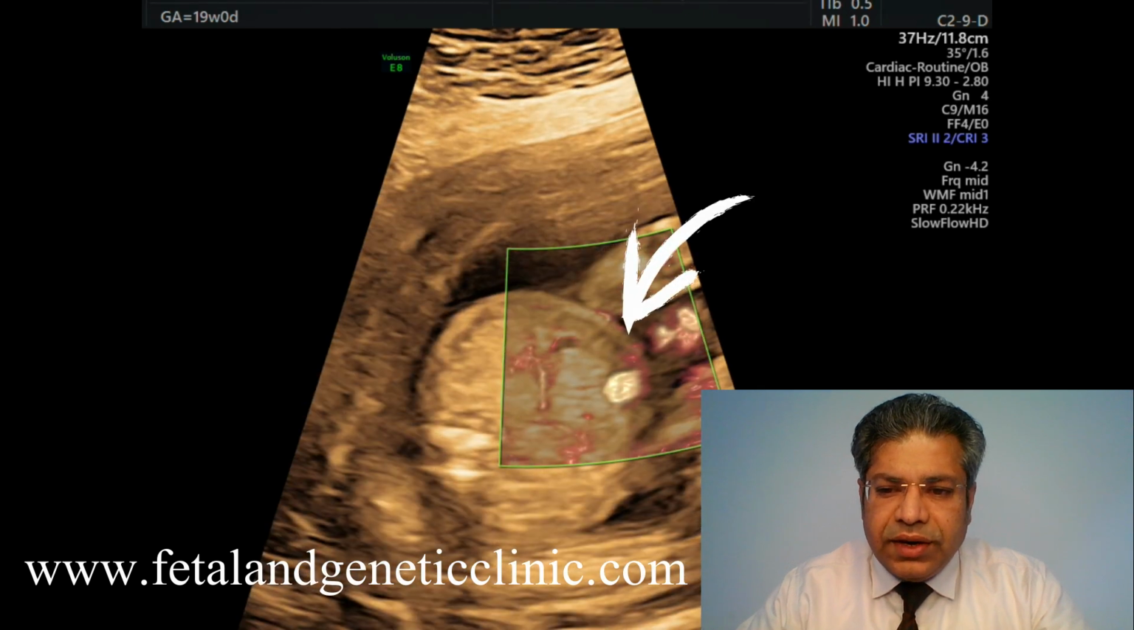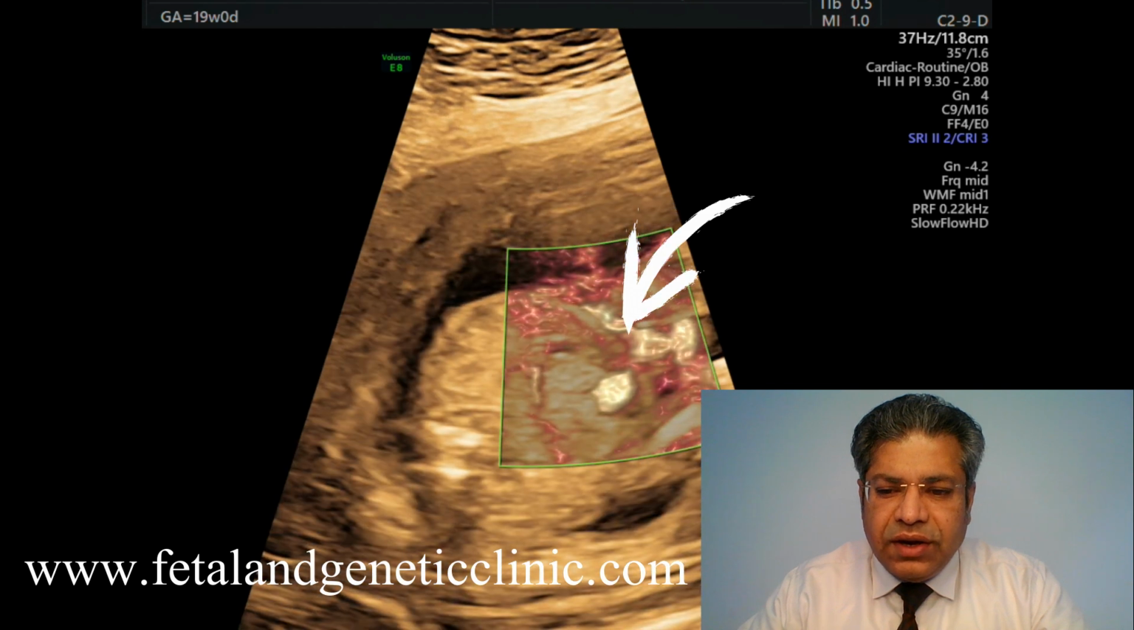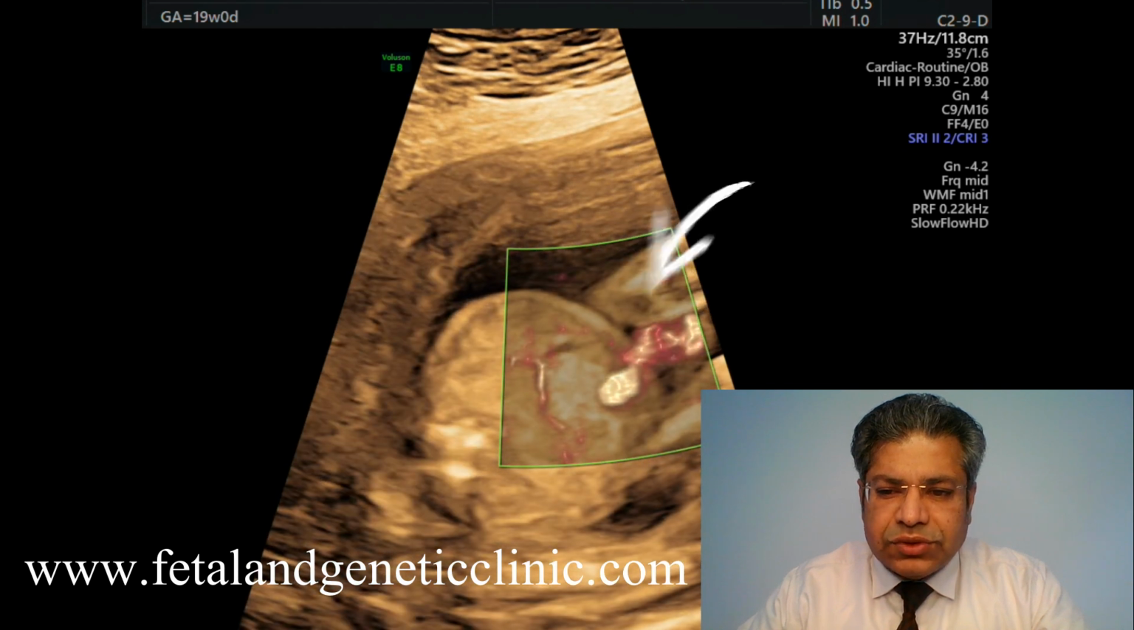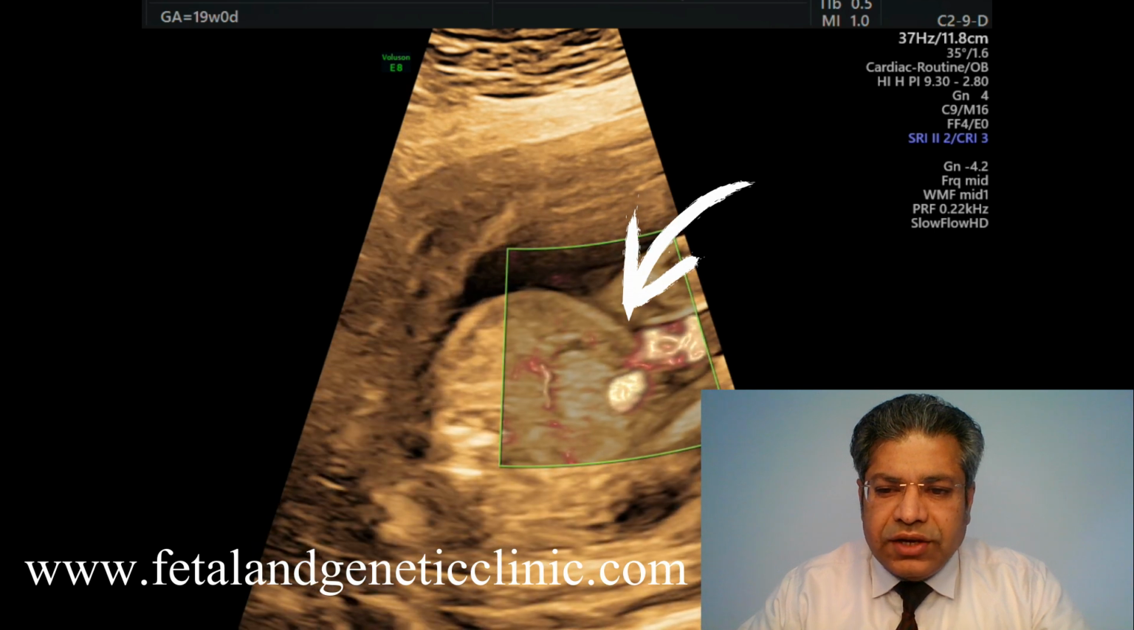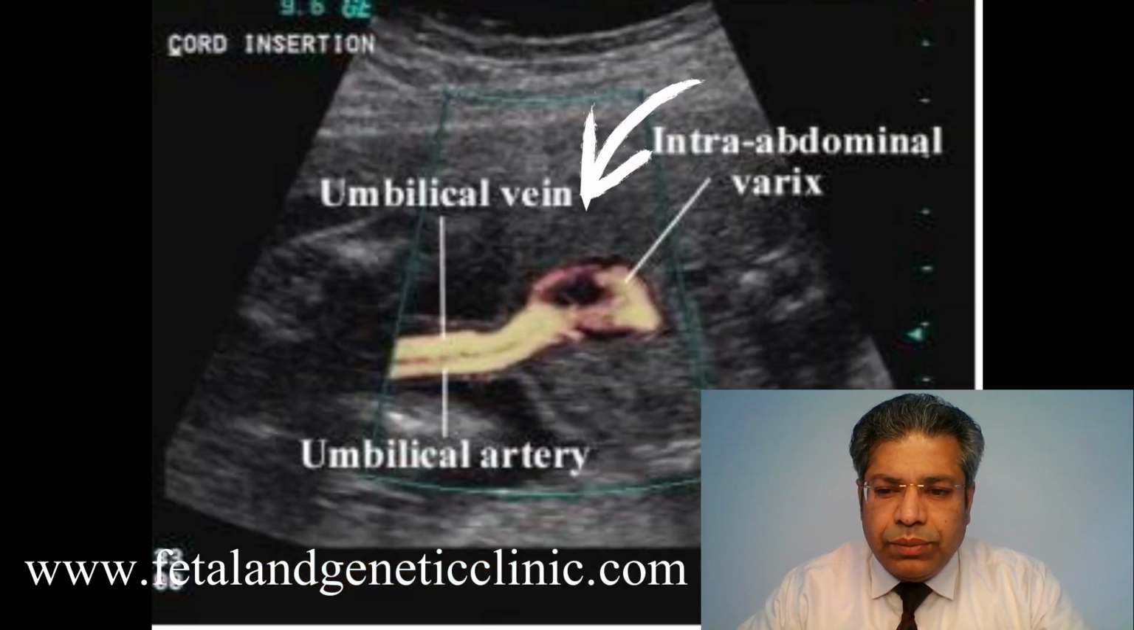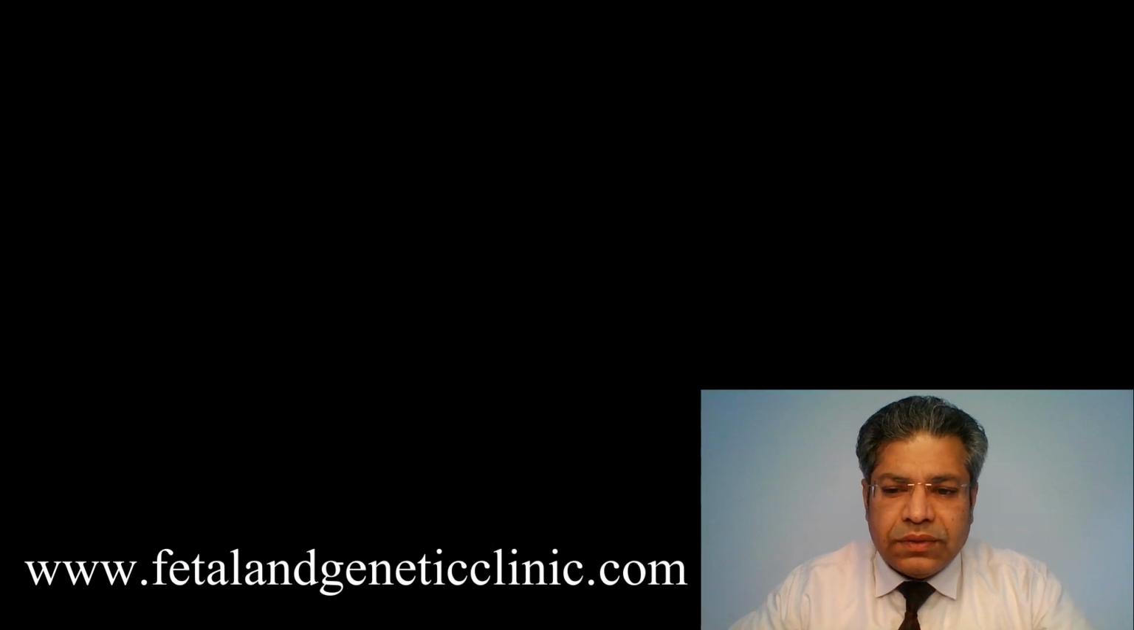Now we do have our own criteria by which we identify and delineate, but probably you try to look at the hypervascularity and the turbulence. This is the turbulence which is happening, swirlpool type, and this is the pictorial diagram of how it looks. Because of some thinning or deficiency in the wall of the umbilical vein, when it enters the fetal abdomen, the intra-abdominal part of the umbilical vein gets dilated, which is called an umbilical vein varix.